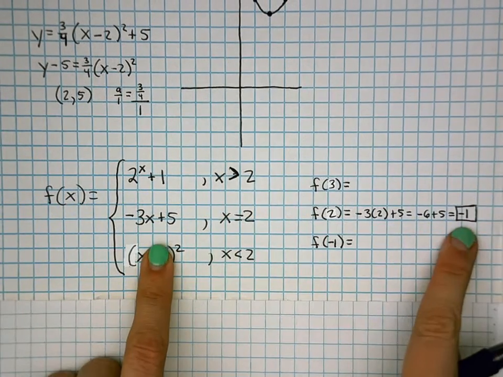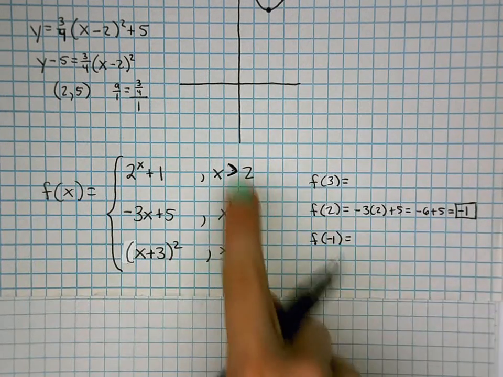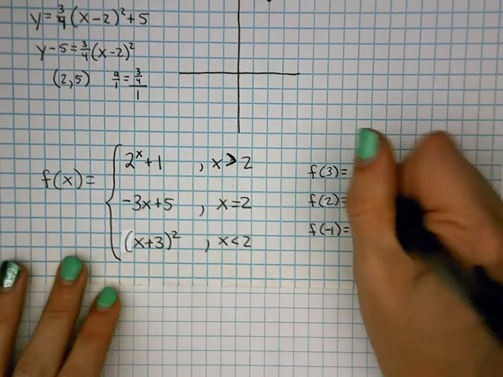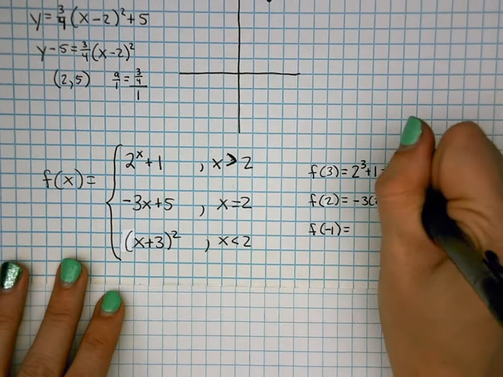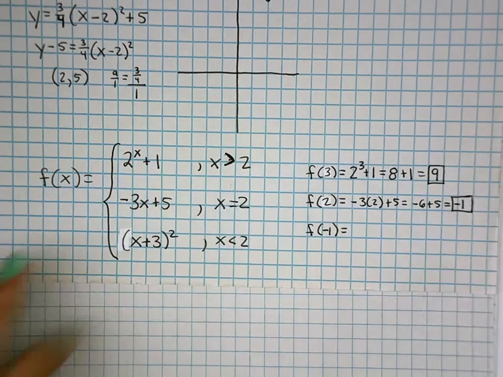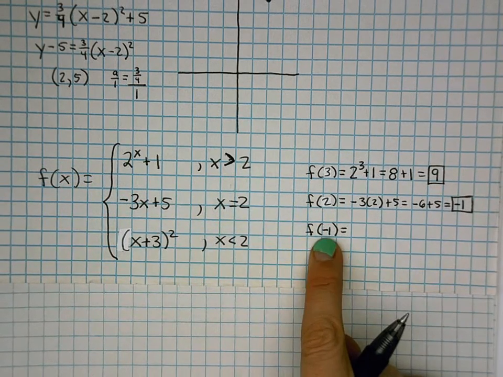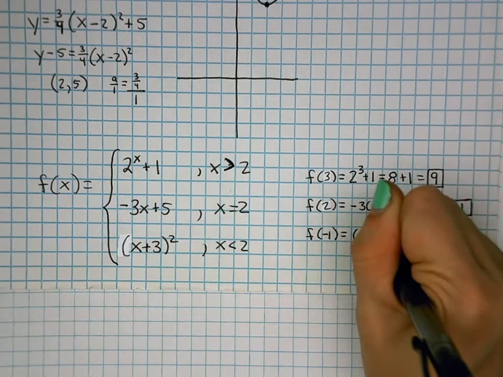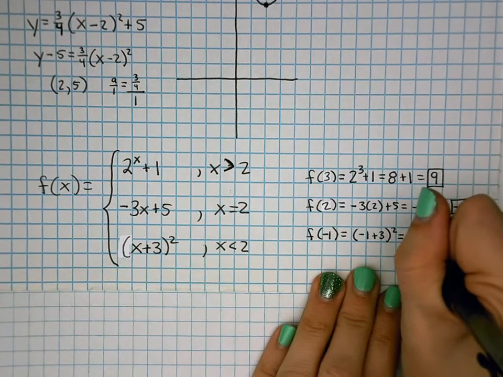F of 3, which one corresponds with f of 3? Well, that's this guy here, because 3 is greater than 2, so we have 2 cubed plus 1. 2 cubed is 8, plus 1 is 9. And last but not least, we have f of negative 1. Where is negative 1? Negative 1 is in this interval here, so we have negative 1 plus 3 quantity squared. Negative 1 plus 3 is 2, squared is 4.